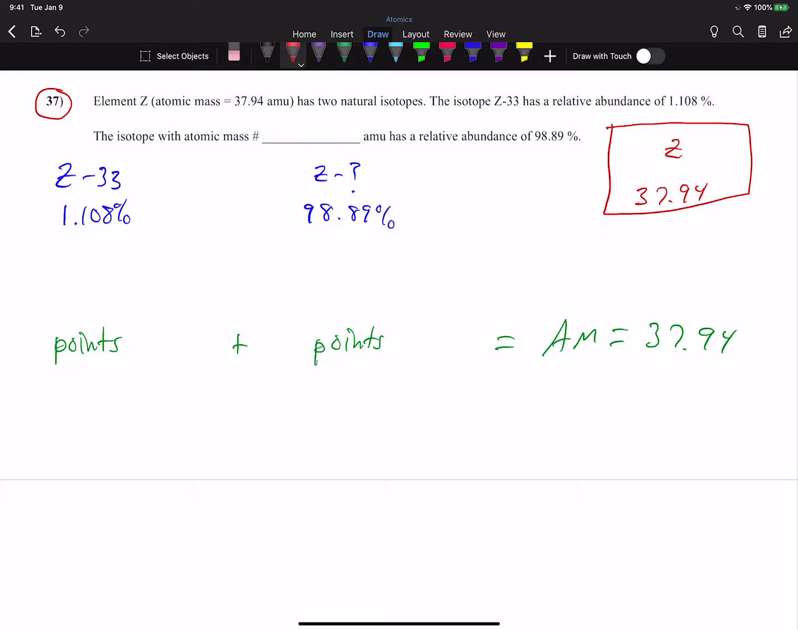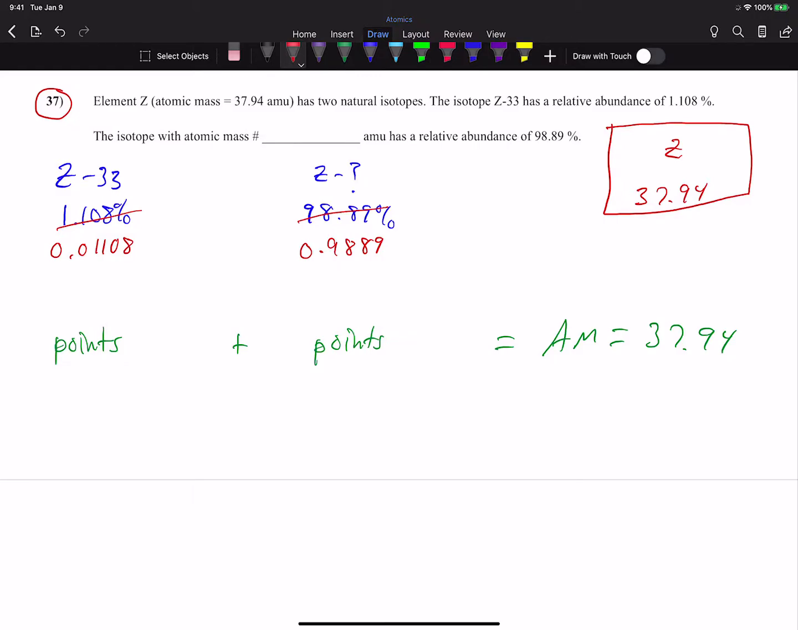Now there is some background work that we have to do, namely we have to deal with the percents. We never work directly with percent. We need to go back to the decimal equivalent. So, two decimal places, 0.01108 and 0.9889. So crossing out the percents, so there's no chance that I use them.